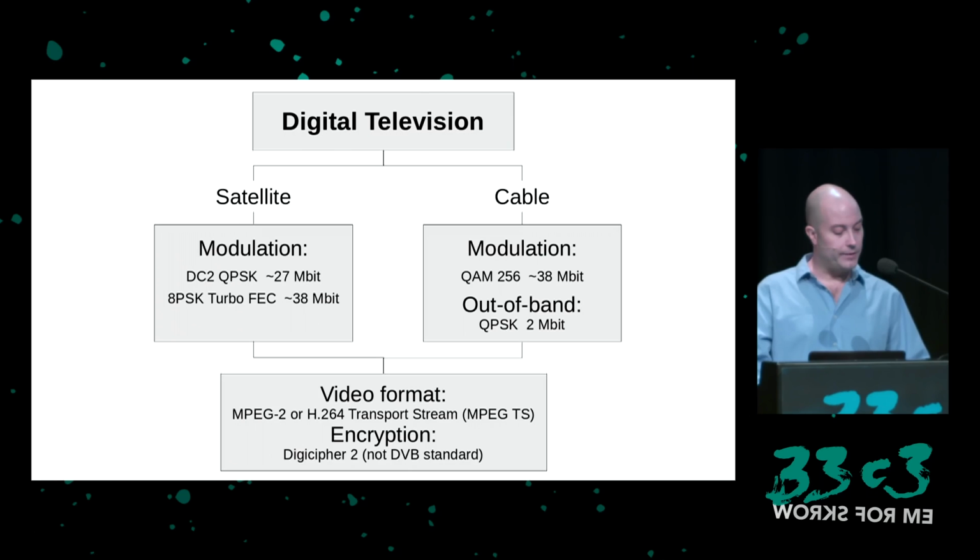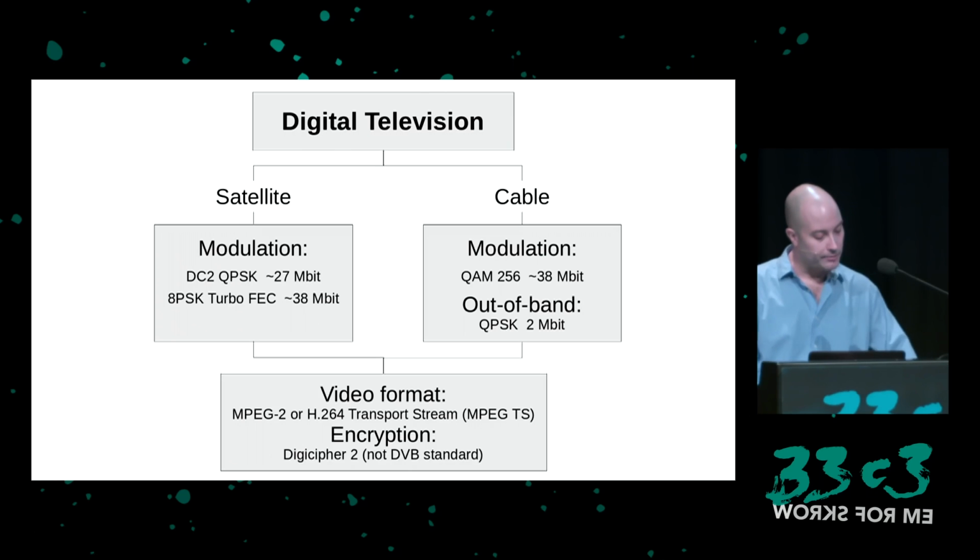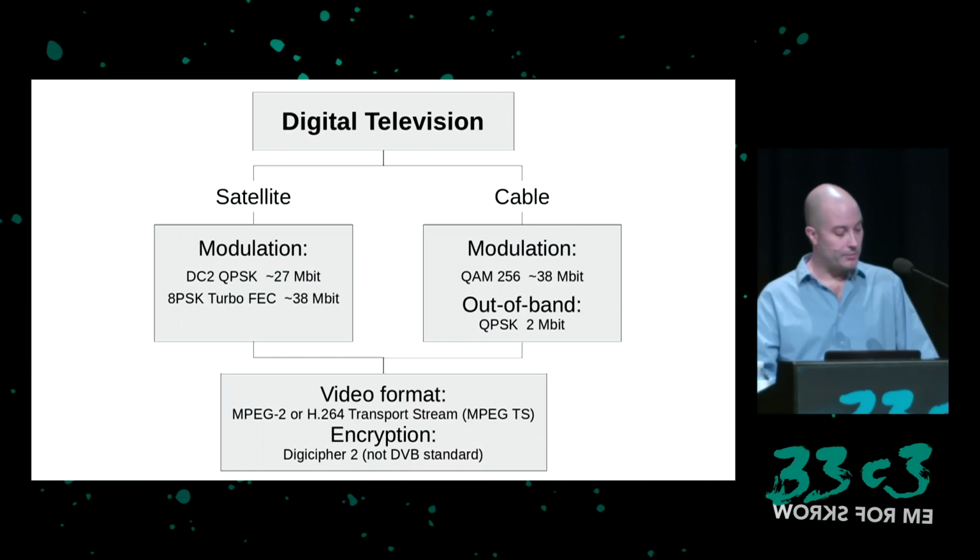In satellite TV, this type of data is included within the main transport stream instead of in a secondary out-of-band transport stream. The video is sent as MPEG-2 or H.264 transport stream. This is a standard format for carrying video streams. So it can be played by any hardware video decoder or a software decoder, for example, VLC. And the encryption system used here is called DigiCipher 2, which does not follow the DVB standards that are used in the rest of the world.